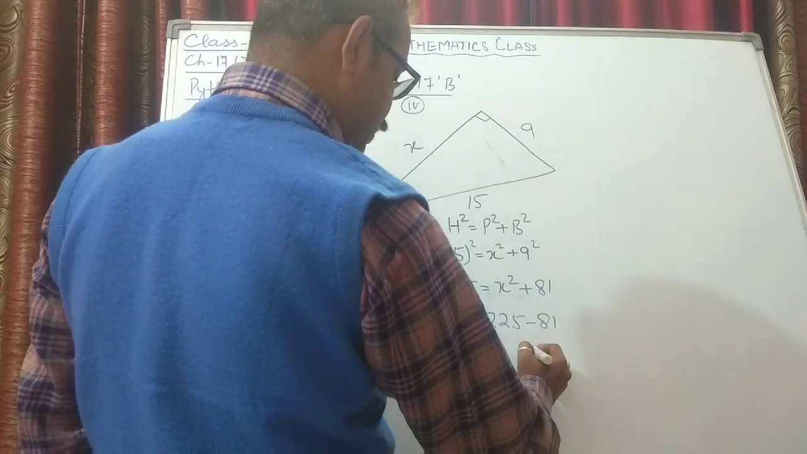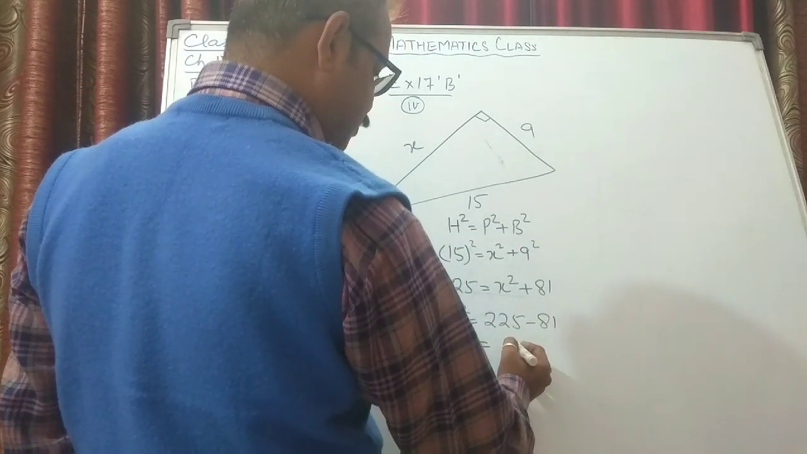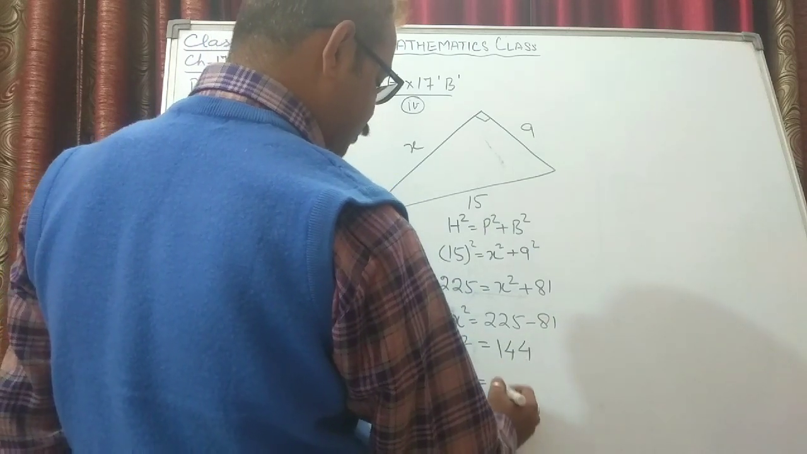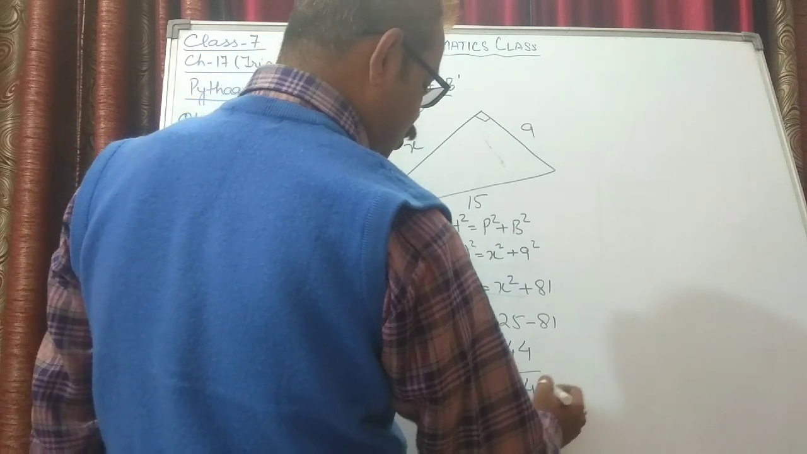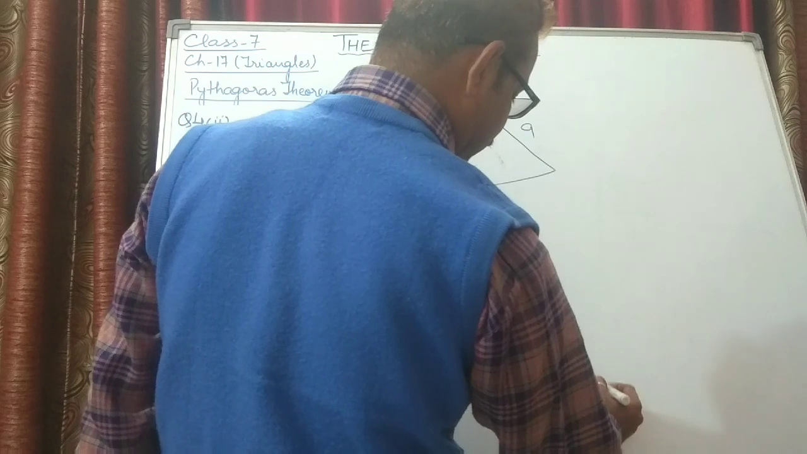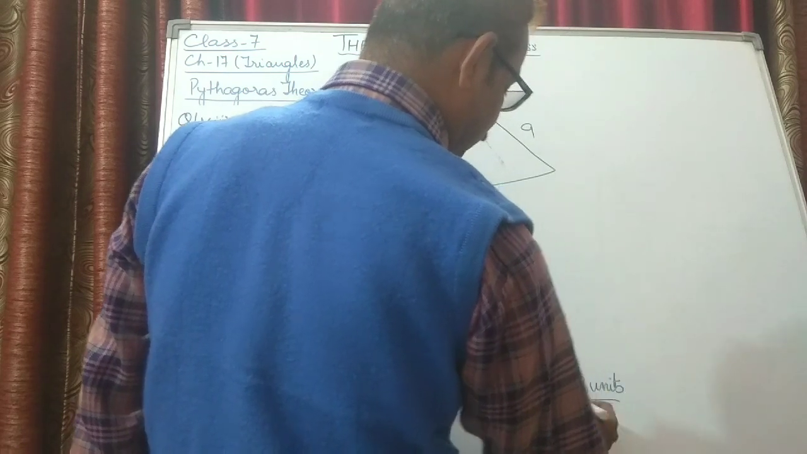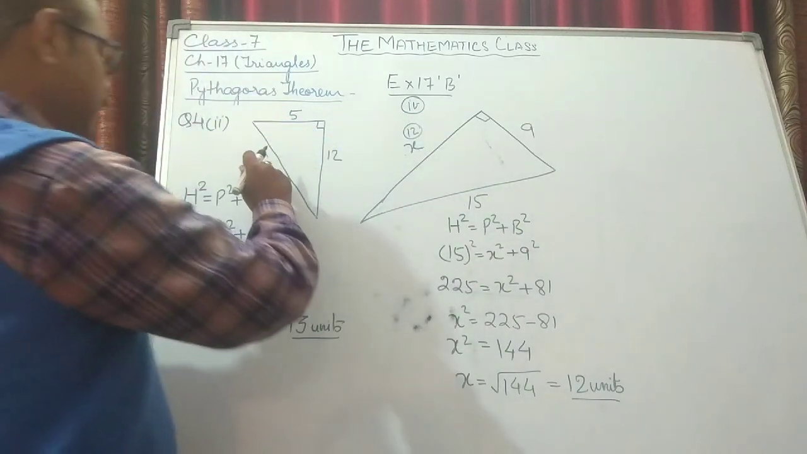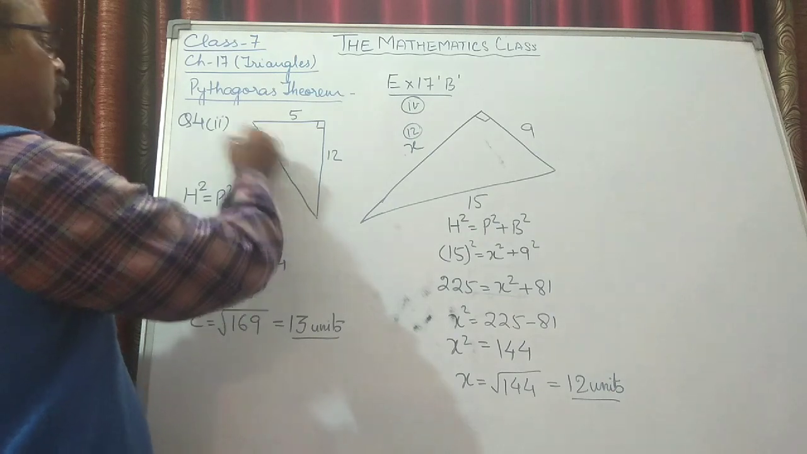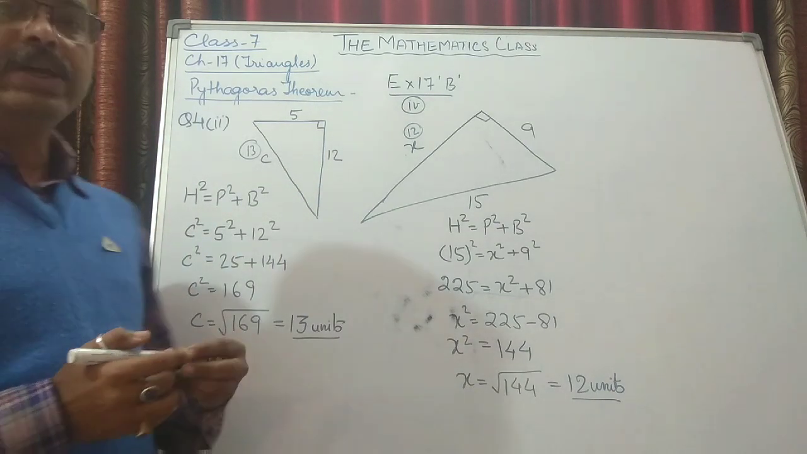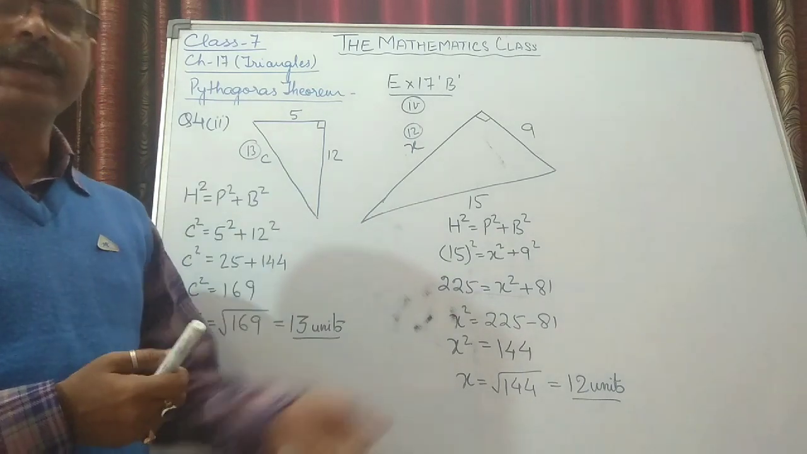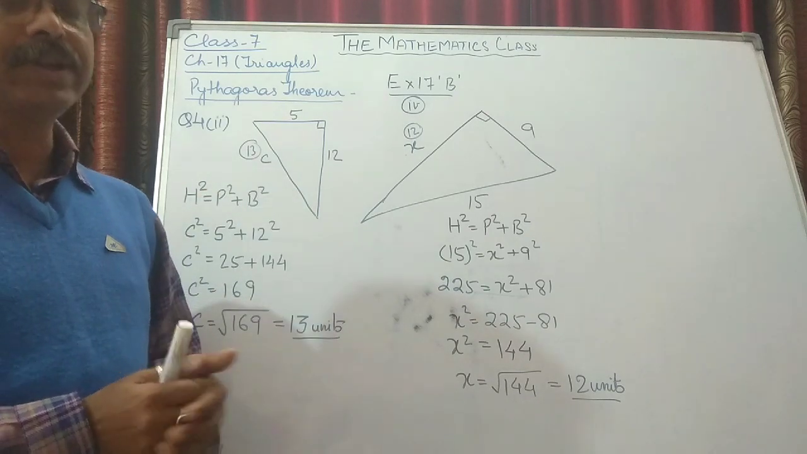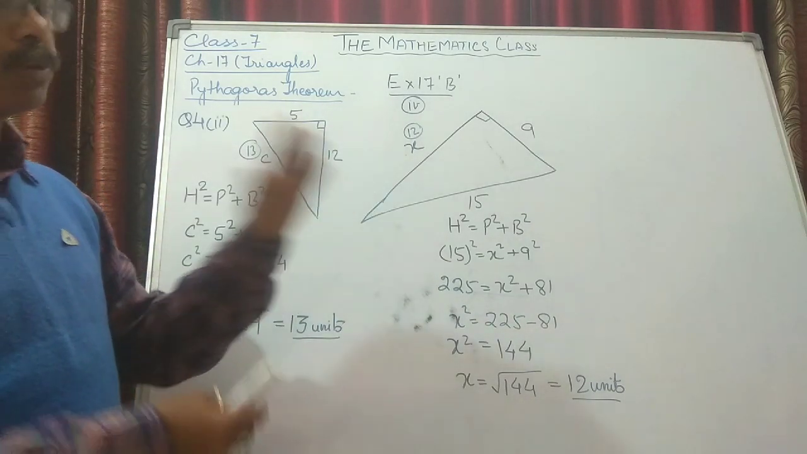Now 5 minus 1 is 4. 12 minus 8, 4. 144. X square becomes 144. So x becomes under root 144, and root of 144 is 12. 12 into 12 is 144. So 12 units is the value of x. X comes out to be 12 over here, and here C comes out to be 13 over here. So this is how we use Pythagoras theorem in finding the unknown side in a right angle triangle when two sides are given, and this is the basic use of Pythagoras theorem.